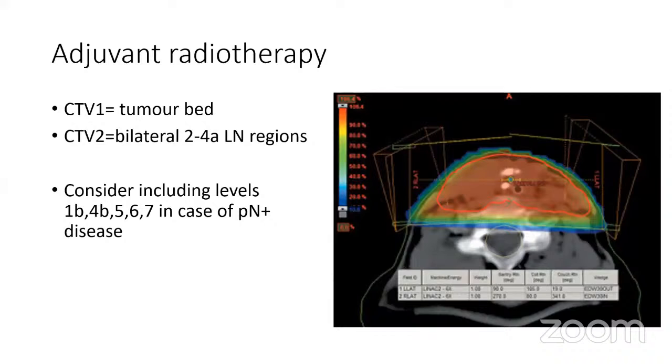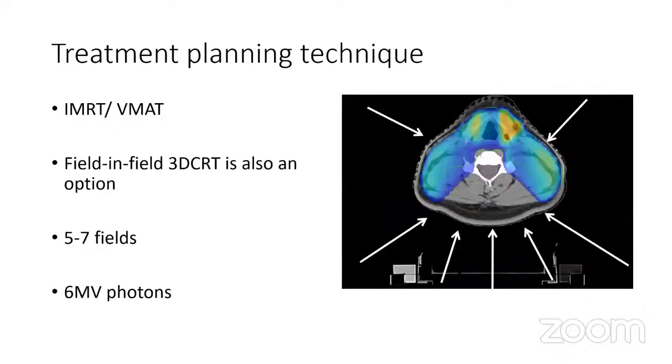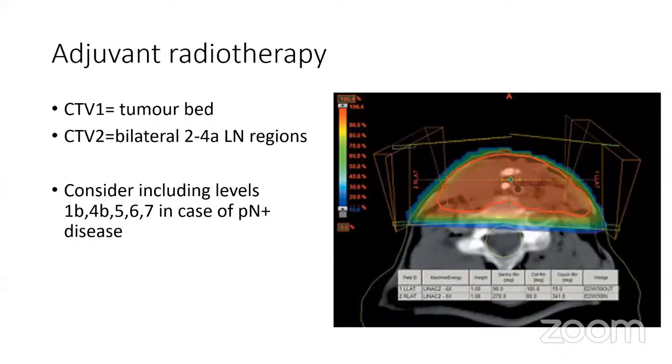Now for adjuvant radiotherapy, we would treat the tumor bed and the nodes. Depending on whether the nodes are involved or not, we would treat the nodes to 50 gray or 60 gray, and obviously the post-op dose is 60 gray.